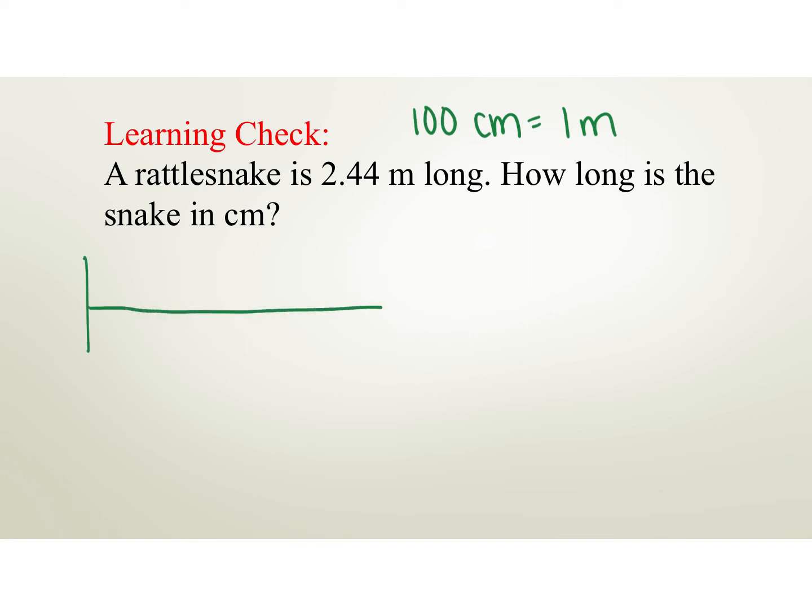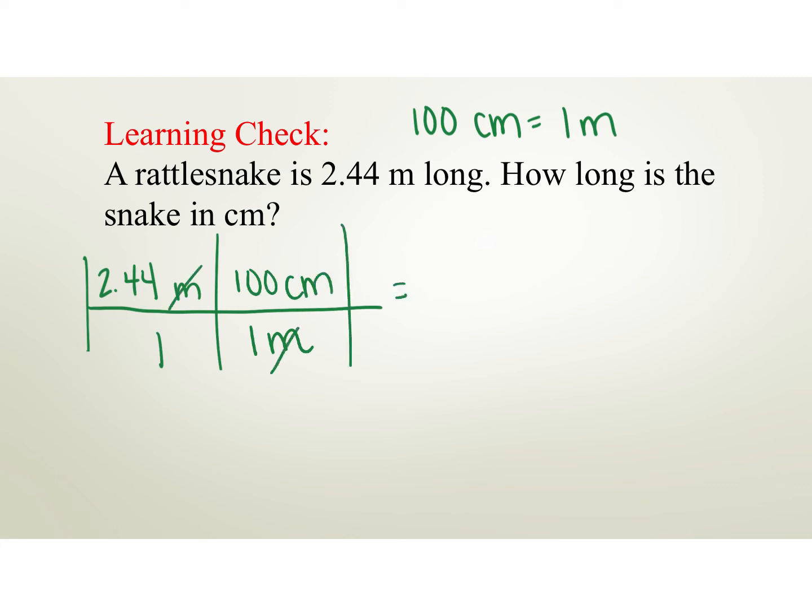What number did you start with? 2.44. Okay, meters. And then what number had to go on the bottom? Okay, 1 meter. Why does 1 meter have to go on the bottom? Okay, units have to cancel, and then what number goes on top? Okay, 100 centimeters. And so if you multiply 2.44 times 100, what do you get? 244, and what's your unit? Good.